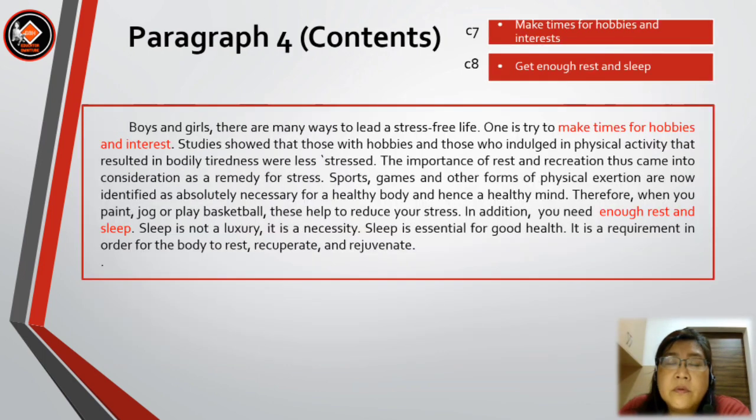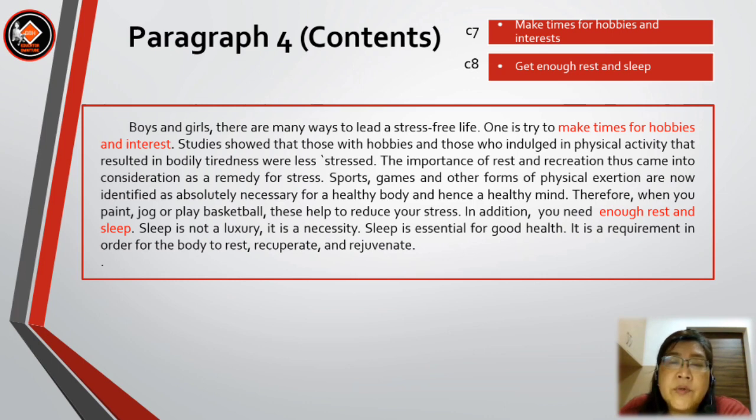For paragraph 4, the contents are C7, make time for hobbies and interests. C8, get enough sleep, rest and sleep. Boys and girls. Okay, you can address your friends as boys and girls, or you can say, dear members of the club. There are many ways to lead a stress-free life. One is try to make times for hobbies and interests.